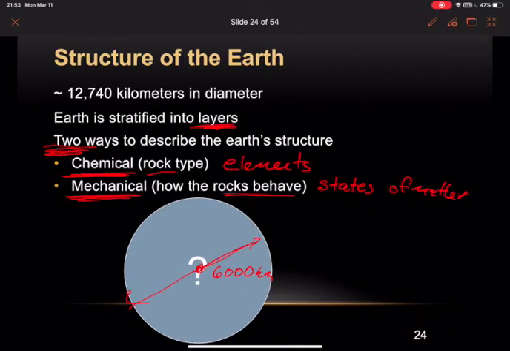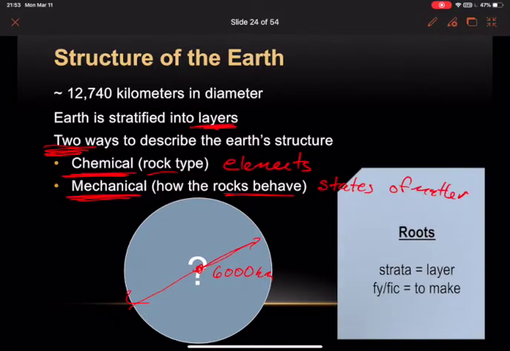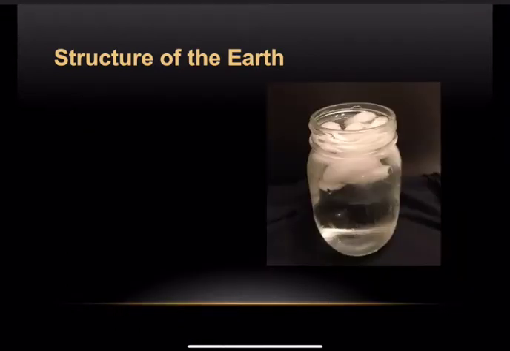All right, so we're going to talk through these concepts. We're going to see this slide 3 times. Again, strata, layer, fix-fi, to make. We're making layers in the Earth, both chemically and mechanically. 2 different types of layers happening together and at the same time.